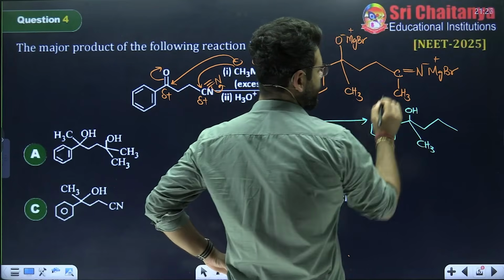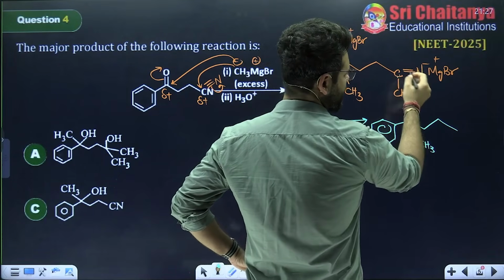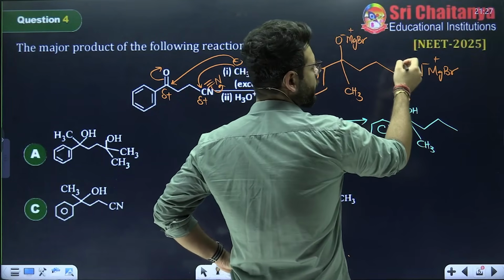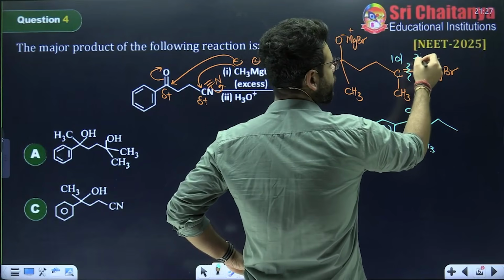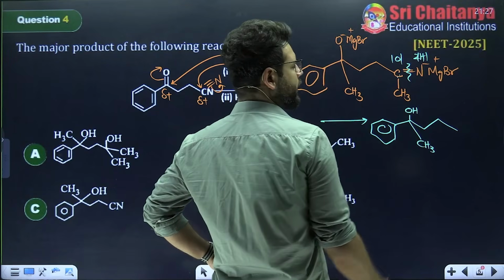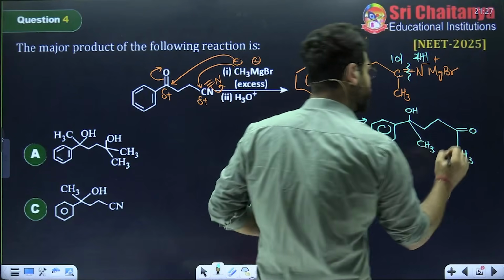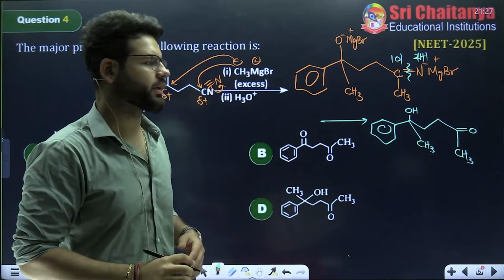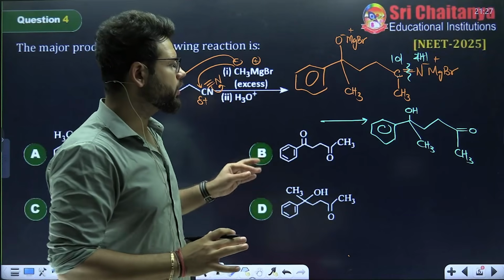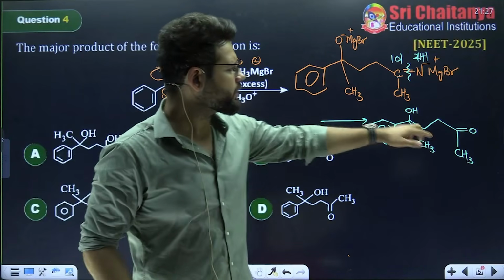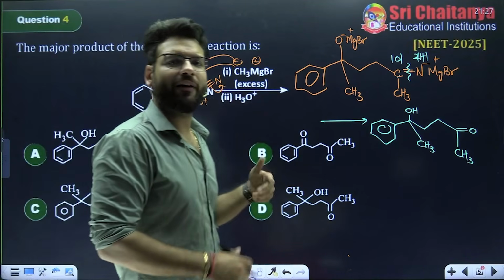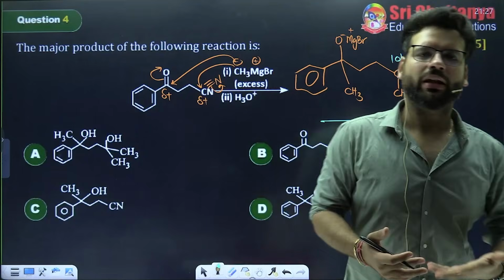And this carbon, the C double bond N, will hydrolyze to give you a ketone. So oxygen comes here and the two hydrogens go here. So we get a ketone, C double bond O CH3. Further, do not do another attack of a Grignard reagent here, because in the first step it was in excess. After hydrolysis, again we have not taken any Grignard reagent.